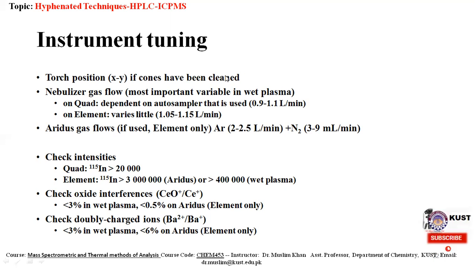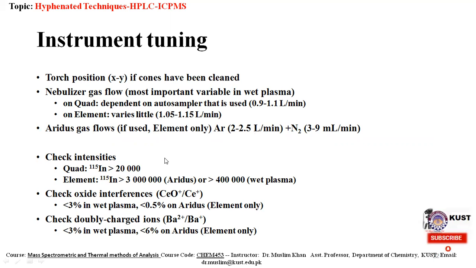So you have to clean the cones in a nice way and very accurately. Similarly, you have to optimize the nebulizer gas flow, the most important variable in wet plasma. On a quadrupole, depending on the autosampler that is used, 0.9 to 1.1 liters per minute nebulizer gas flow is used. On an Element it varies little, 1.05 to 1.1 liters per minute. So Aridus gas flows, if used on the Element only, argon this one and nitrogen is this one.